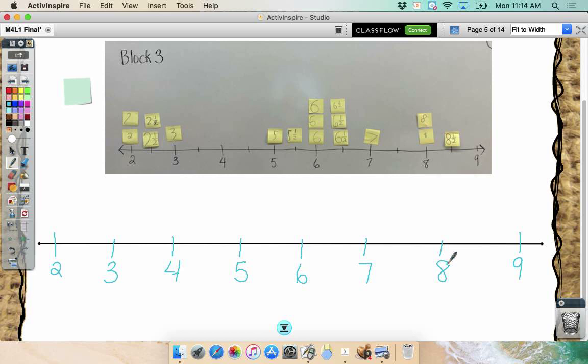Okay, so 6 tick marks. Double check to make sure you have 6 tick marks between the 2 and the 9. And then what else do I need on here, boys and girls? The halves. Okay, so go ahead and make your line plot. It's really just like a number line with halves on it.